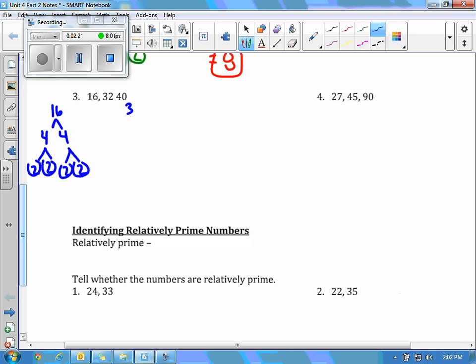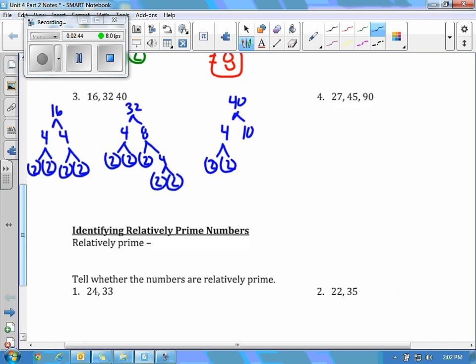Next up, I have 32. I'm going to split that into 4 and 8 to start with. 4 splits into 2 and 2, both of those are prime. 8 splits into 2 and 4. 4 splits into 2 and 2. And then for 40, I'm going to split that into 4 and 10. 4 will split into 2 and 2, those are prime. 10 will split into 5 and 2, those are prime.